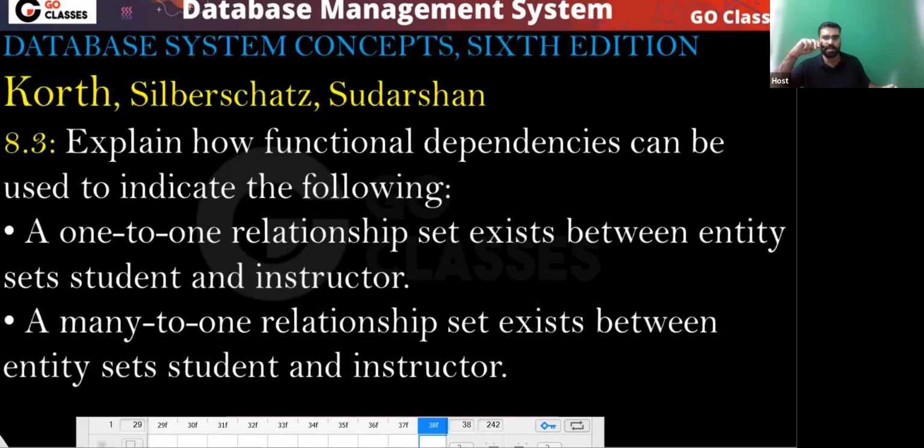Let's see this question. Tell me the answer for this one. The question on your screen, a very simple question. This is a question from the book Korth, Database System Concepts, 6th edition, question 8.3. What the question is saying, this is a simple question. Can you try this?